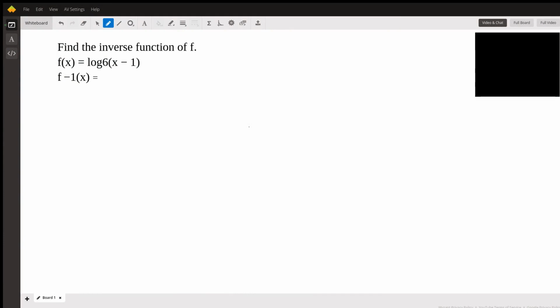I'm answering a pre-calculus problem, this is probably from Algebra 2. We want to find the inverse of this function. So I'm just going to do the work down here.